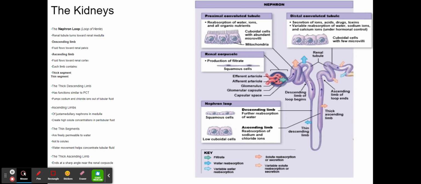The effect of this movement is the most noticeable in the renal medulla, where the long ascending limbs of the juxtamedullary nephrons create unusually high solute concentrations in the peritubular fluid. The descending limb is freely permeable to water, but not to solutes such as sodium and chloride ions. Water moves out of the descending limb, helping to increase the solute concentration of the tubular fluid.